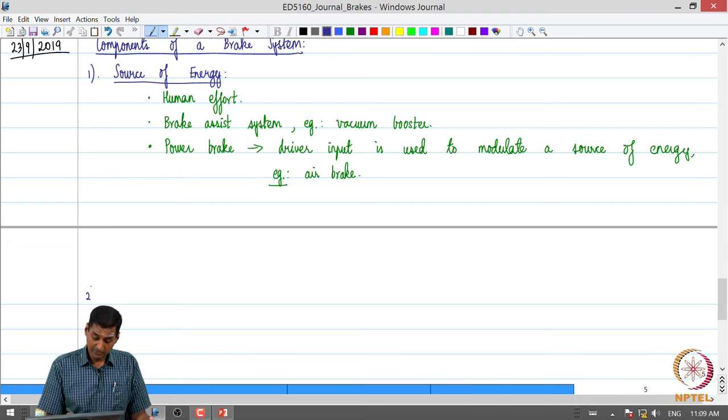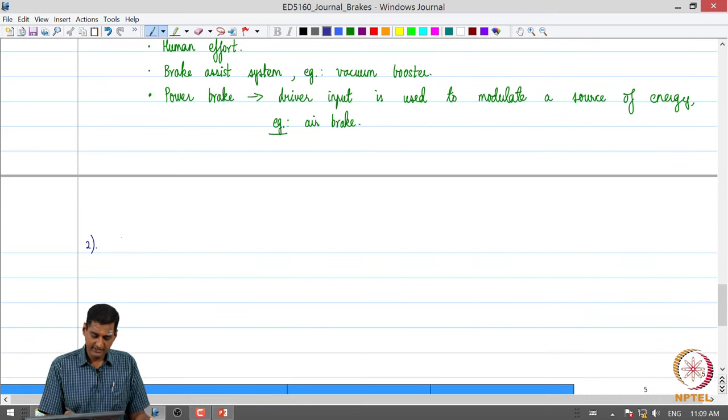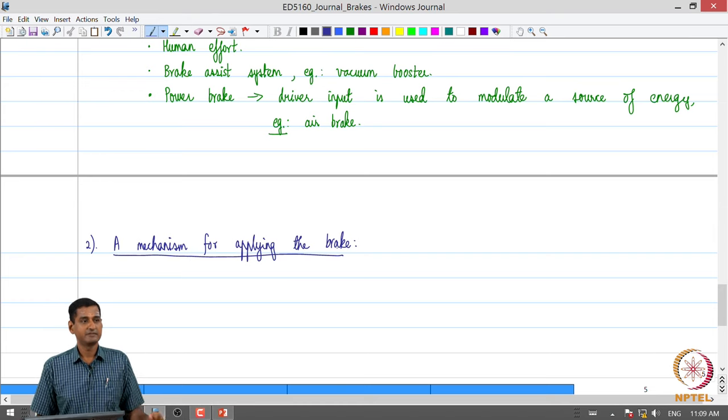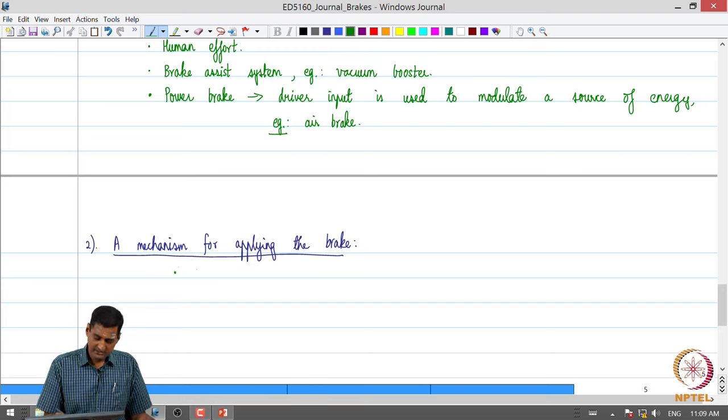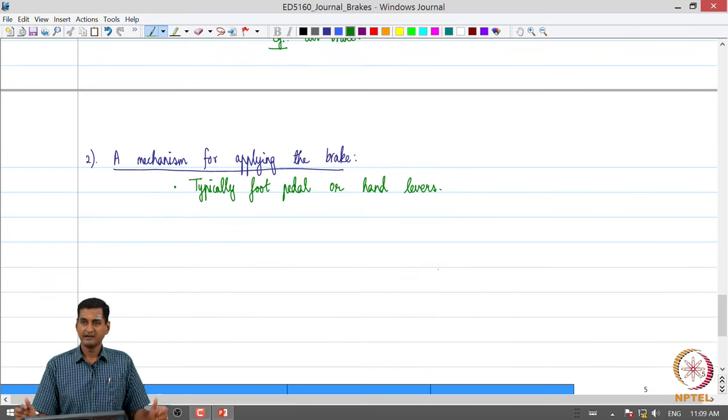The second broad set of components in a typical brake system is a mechanism for applying the brake. All of us are familiar with how we apply the brakes. Typically, we use hand levers or a foot pedal for actuating or applying the brake. So typically, these mechanisms take the form of a foot pedal or hand levers. So that's a mechanism for applying the brake.